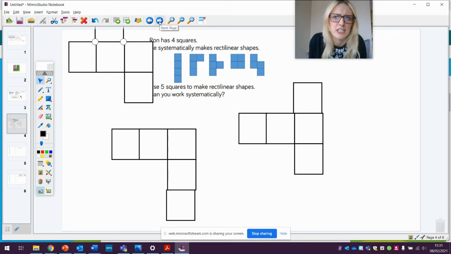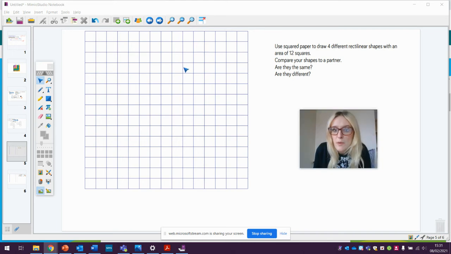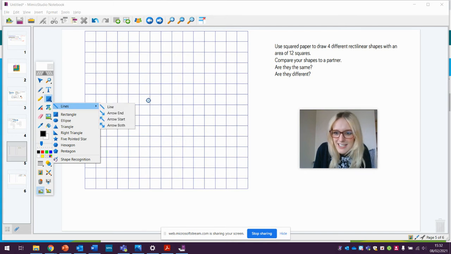So it's a bit of an investigation today. All right, our second one is using squared paper. You can just use normal paper to draw 4 different rectilinear shapes with an area of 12 squares. Compare with your partner. Are they the same or are they different? Again, it's an investigation, so you need to try and work systematically.